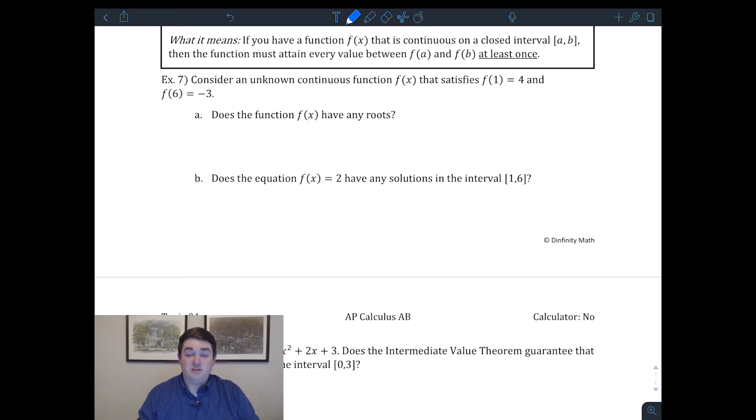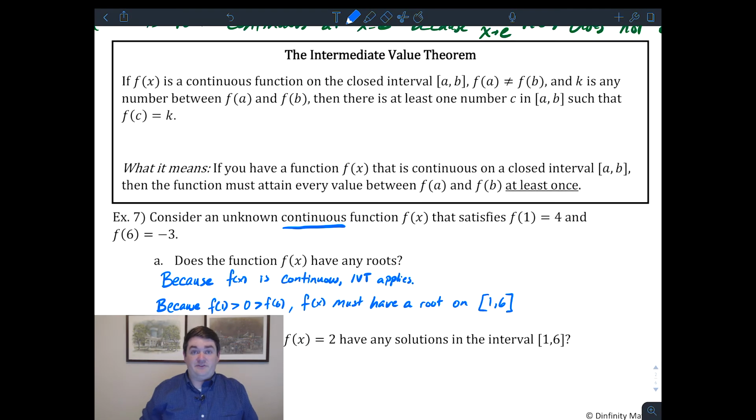Consider an unknown continuous function that satisfies f of 1 equals 4 and f of 6 equals -3. So I immediately notice 2 things here. First of all, they tell us that it is continuous, which I need to know that it's continuous to use the intermediate value theorem. And as x goes from 1 to 6, the function goes from 4 to -3. And so I'm asked, does the function f of x have any roots? Well, if it moves from 4 down to -3, it has to cross the x-axis at least once.